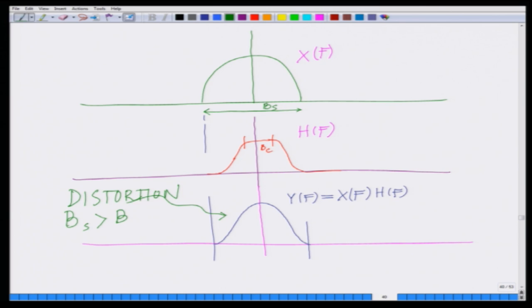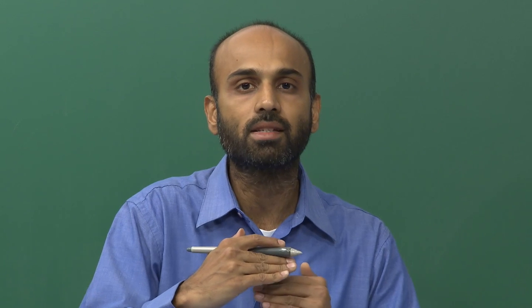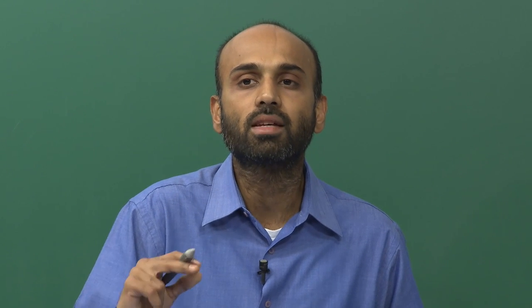Why is there distortion? Because the signal bandwidth BS is greater than BC, which is the coherence bandwidth of the channel. When the signal bandwidth BS is greater than the coherence bandwidth, that is, greater than the flat portion of the channel bandwidth BC, then when you multiply the signal Fourier transform with the channel Fourier transform, what you get at the receiver is a distorted version of the frequency response of the signal. This arises because the signal bandwidth is greater than the coherence bandwidth of the channel, that is, BS is greater than BC, and this is termed as frequency selective fading.